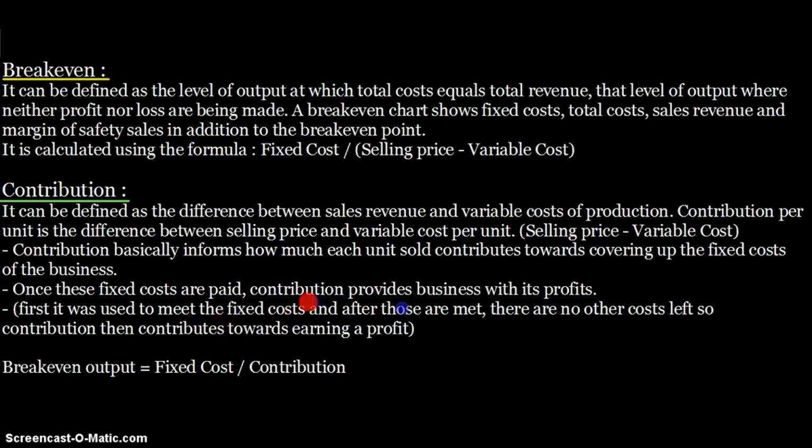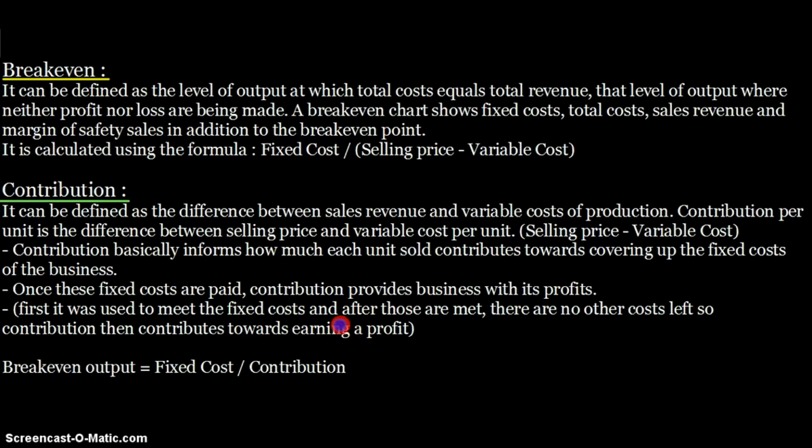Once these fixed costs are paid, contribution provides the business with its profits. So after you have reached the break-even point and you make further sales, that means you have passed the break-even point and covered the fixed cost. Now you go on to make a profit. Before covering the fixed cost, you are making a loss because you have not covered the fixed costs yet. After you have paid for the fixed costs, you can start making a profit.